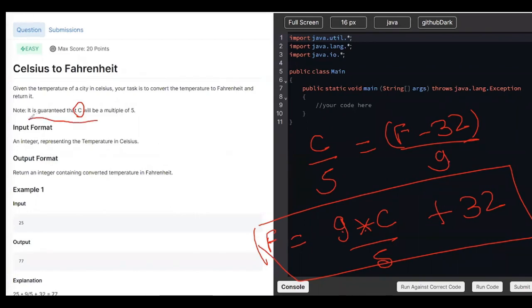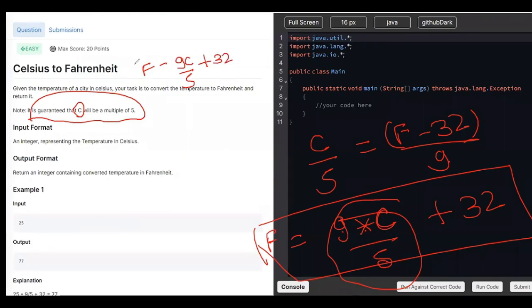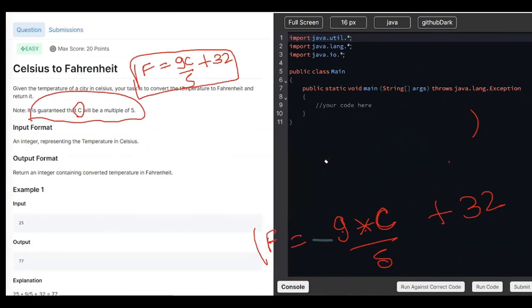This note again tells me that this will be an integer only. C is a multiple of 5. So there is no question of decimals or doubles. Okay. So let's quickly write. I'll just write this formula here. F is equal to 9C by 5 plus 32. Okay, everyone remember this: 9C by 5 plus 32. Let's clean it up with the eraser so that we don't miss important parts.